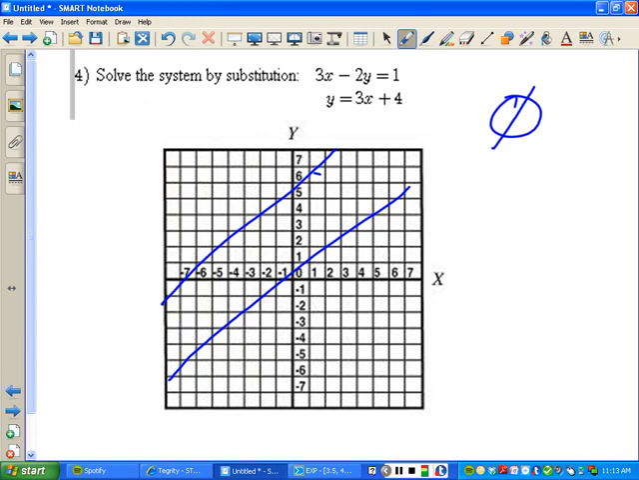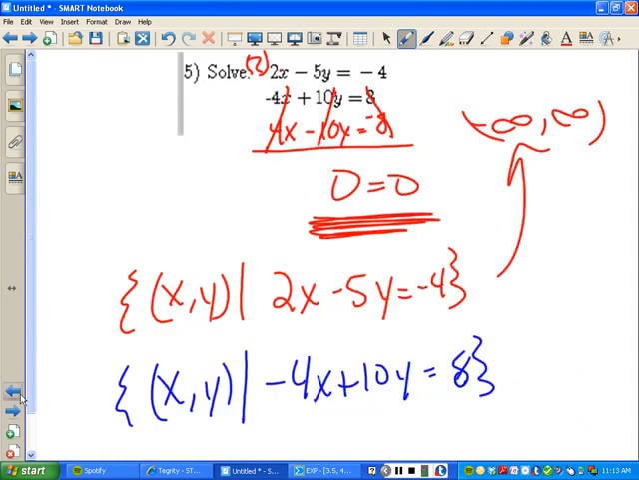And so that's, David, what you would have put. Had those two lines been parallel, you would have put that. What would that have looked like? You would have gotten not 0 equals 0, you would have gotten 0 equals 6. And then you would have said, oh, the answer is no solution.